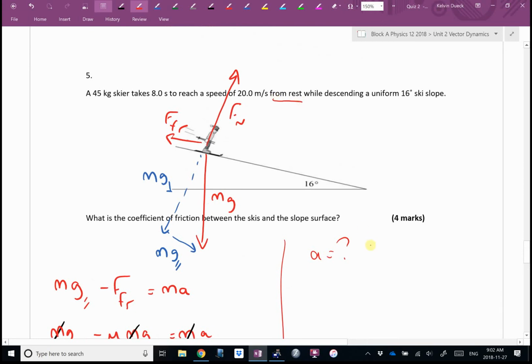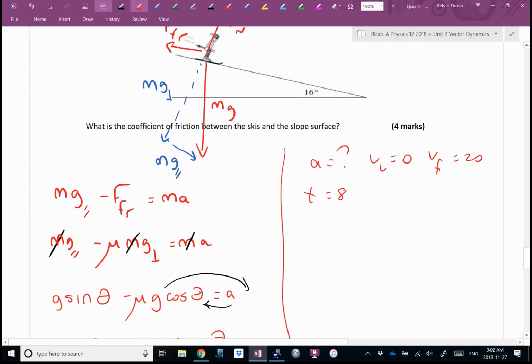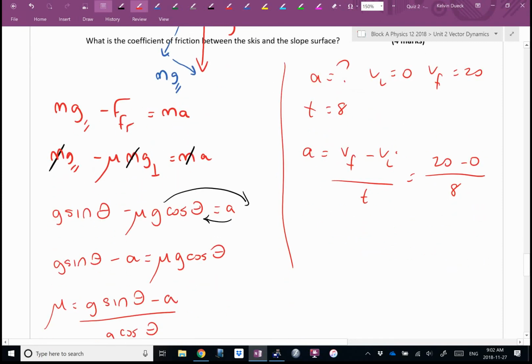Well, from rest, and there's a VF of 20, and there's a time of 8. Oh! I said I can go A equals VF minus VI over T. I can go 20 minus 0 over 8. I even said I think I can do that in my head because it's 20 divided by 8, divided by 4, divided by 4. It's going to be 5 divided by 2. Is A 2.5? And I can bring that into here. Cool.